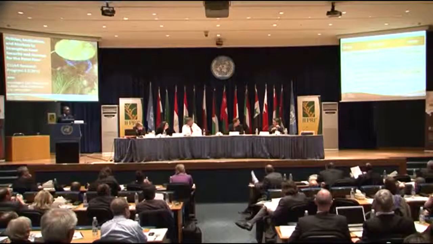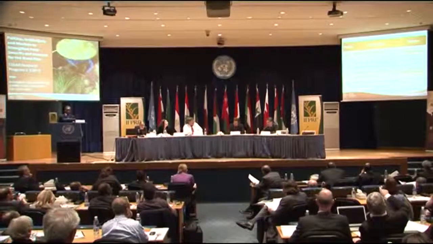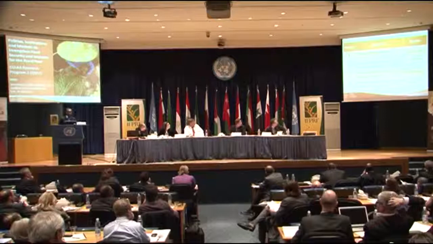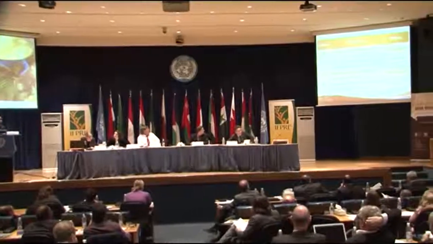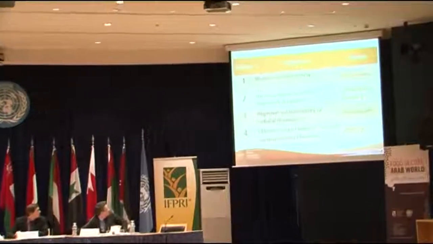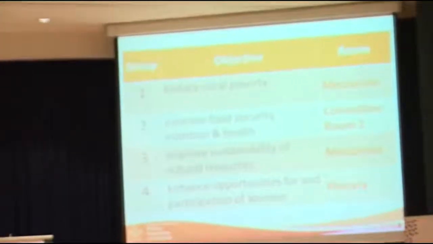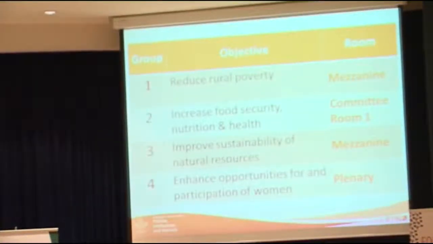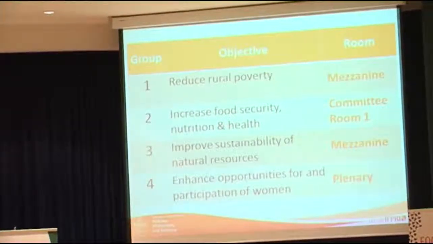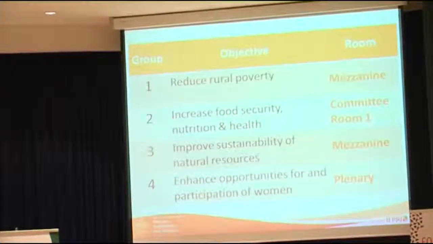So Group 1 and Group 3 will go to the mezzanine room, which is located upstairs. Group 2, I'm sorry, there's been an error on this slide. Group 2 will actually stay in the plenary room. So Group 2, working on increasing food security, nutrition and health, will stay in this room. And Group 4, working on the objective about gender equality, will go to committee room 1, which is located on this floor to the right.